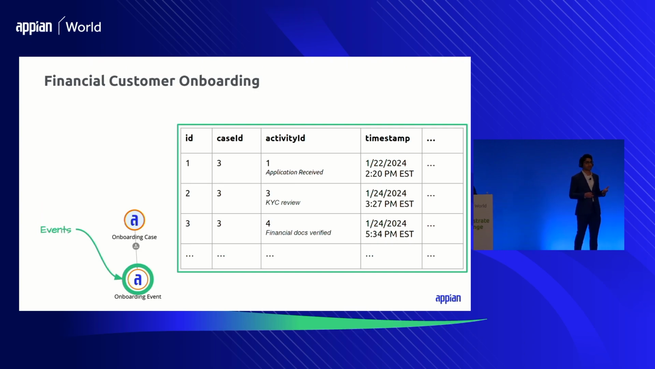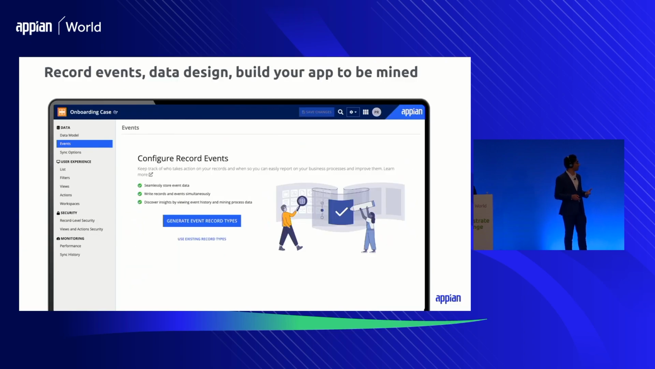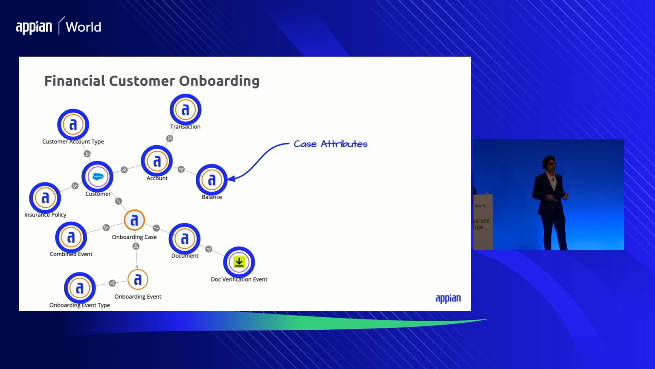And then you have your financial documents being verified. We encourage you to log all of these different events using our out-of-the-box solution called Record Events that's available to you within the Record Type Designer. It's essentially going to help you format your data correctly and make it compatible with Process Insights to give you a leg up.